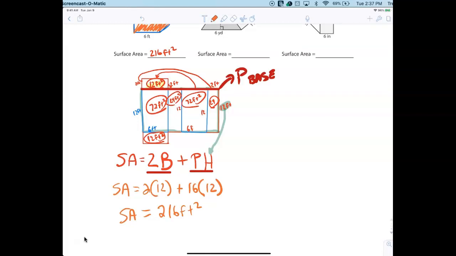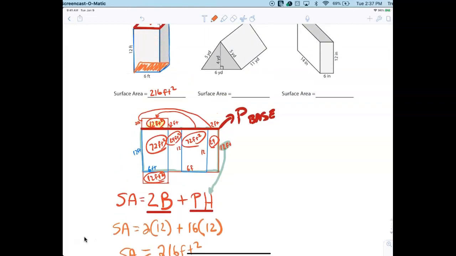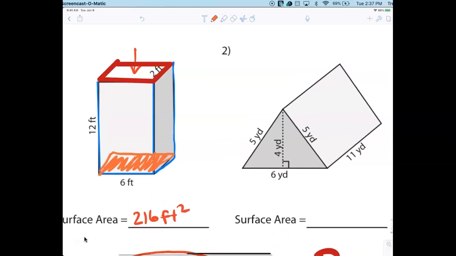How do you get 12 for the area of the base? It's not the area of the base. Well, okay. The area of the base. This is the base right here, correct? Yep. So what are those dimensions?